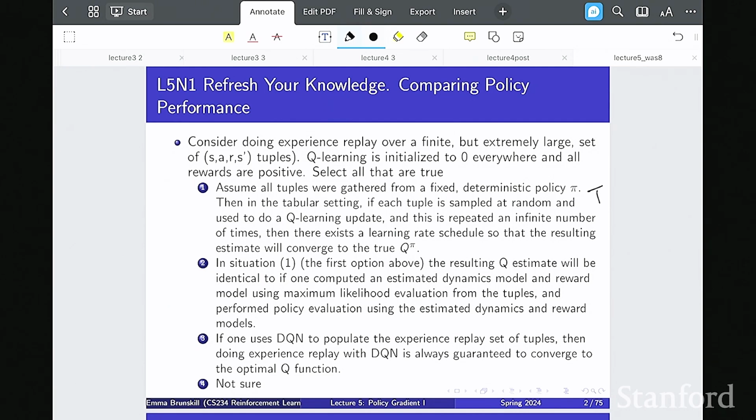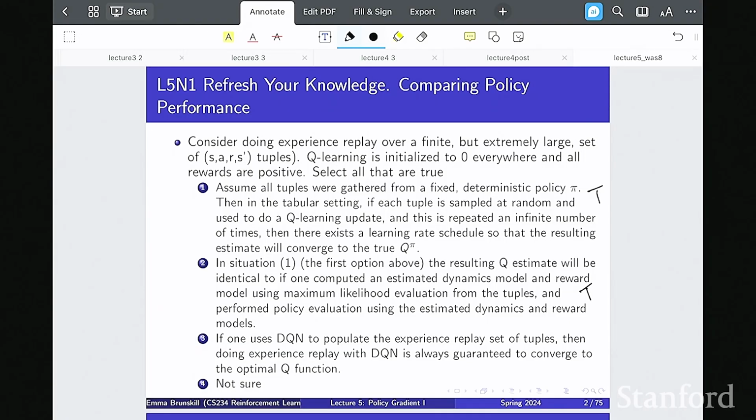If you are trying to evaluate the value of a policy in the tabular case, we're assuming we sample each tuple at random and then do a Q-learning update, an infinite number of times. For standard tabular learning, we can converge to the true value of a policy as long as our learning rate schedule is right. If you decay your learning rate at the right level, then you will converge to the true Q value in the tabular case, because there's no function approximation happening.